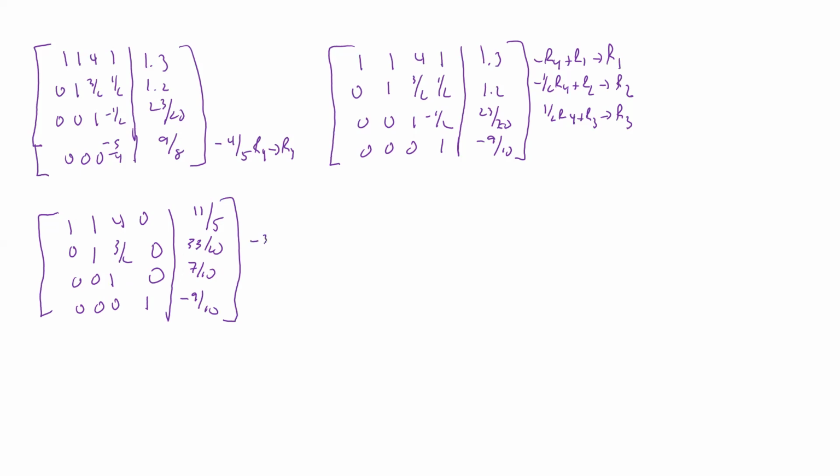So I'm going to take a -3/2 row 3 plus row 2. That's our new row 2. And I'm going to take a -4 row 3 plus row 1, and that's going to be my new row 1.